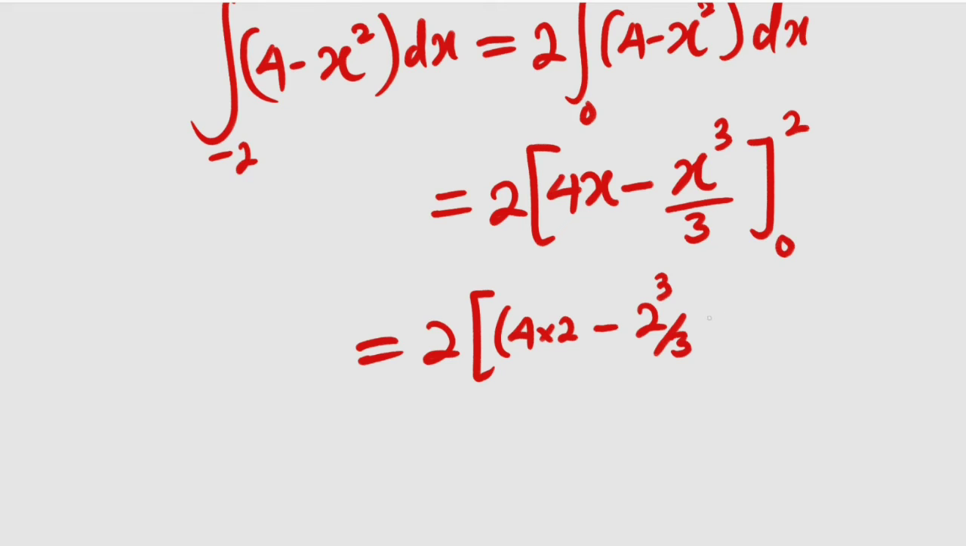Then you subtract the lower boundary, which is not necessary because everything will be 0. The moment you plug a 0 here, it will be 0. All this will be 0. So we don't have to.